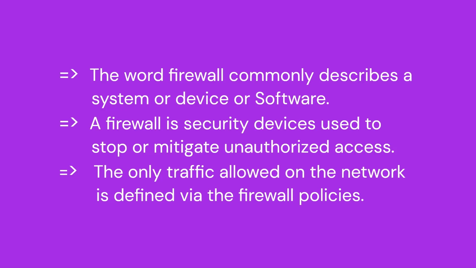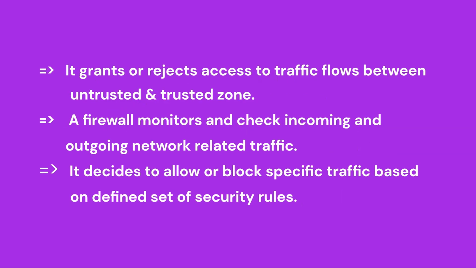A firewall is a security device used to stop or mitigate unauthorized access. The only traffic allowed on the network is defined via the firewall policies. It grants or rejects access to traffic flows between the untrusted and trusted zones. A firewall monitors and checks incoming and outgoing network-related traffic. It decides to allow or block specific traffic based on a defined set of security rules.